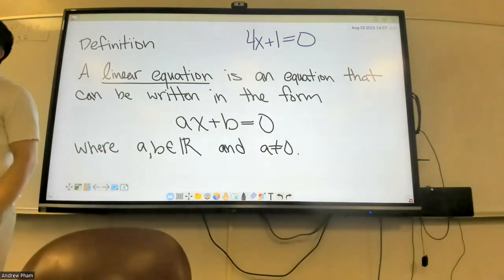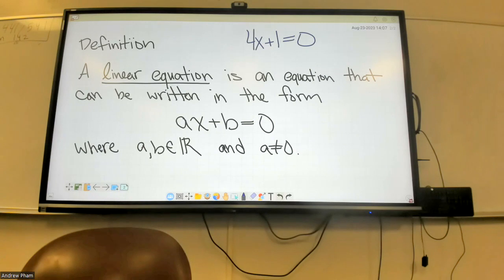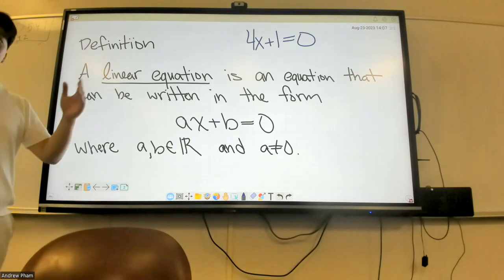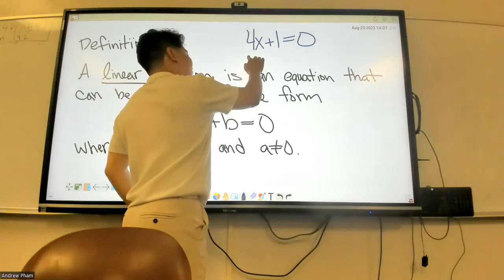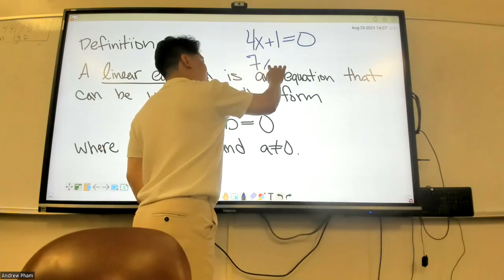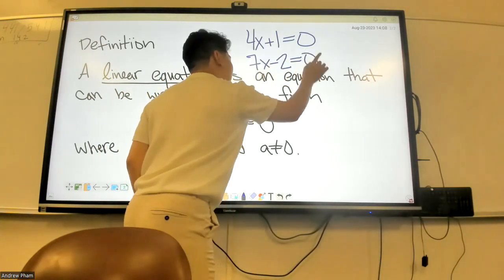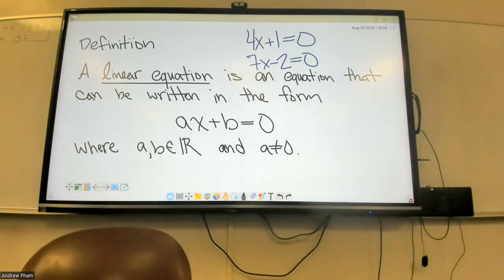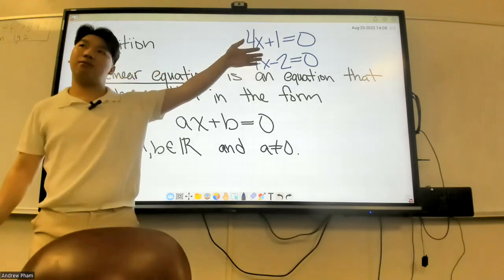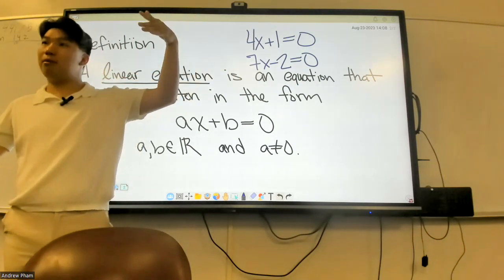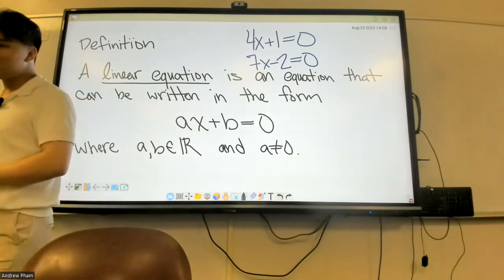Is that a linear equation, yes or no? Yes, it looks like a number times x plus a number equal to 0. So it's a linear equation. What if I had 7x minus 2 equal to 0? Is that still linear? Yes. Even though there's not a plus in the middle, remember what I mentioned last time, subtraction is just adding a negative number. So if I wanted, I could say that this is 7x plus negative 2 equal to 0. So it still matches that form.